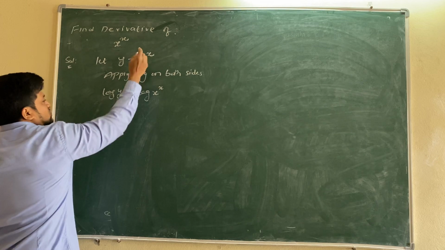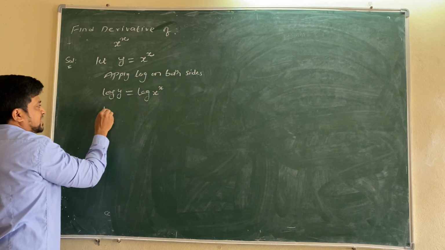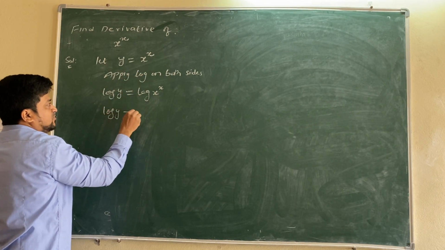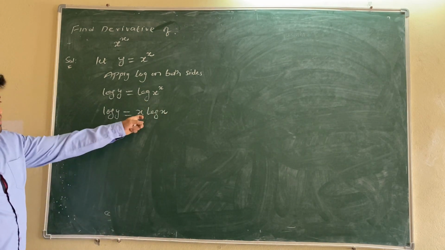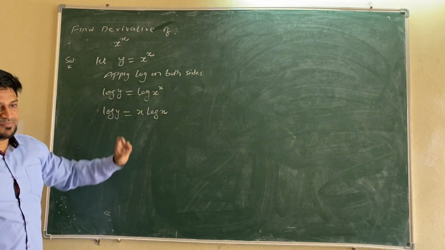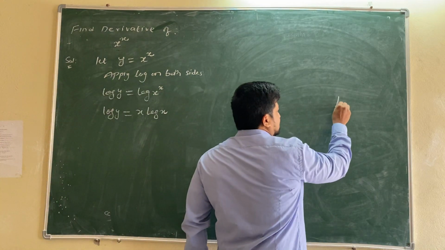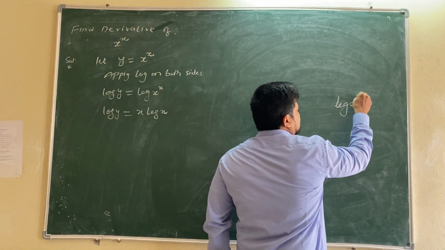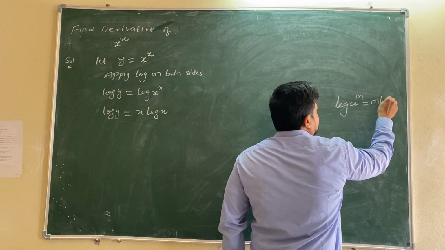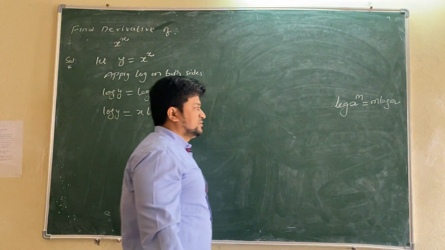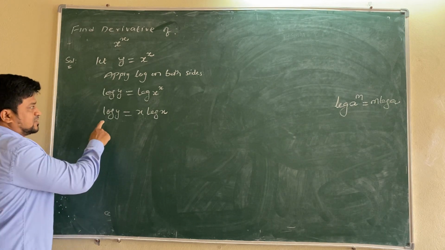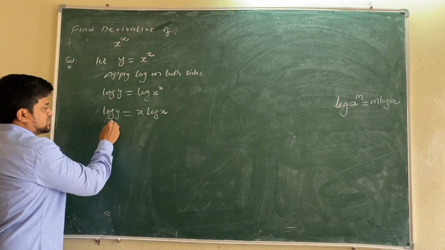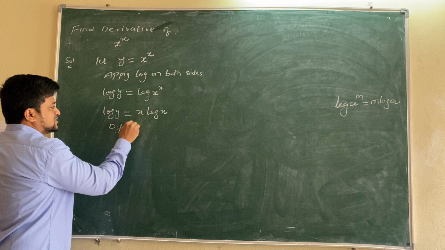For x by y, we'll do the same thing, because x and y both are considered variables in this one. We get x log x. How did we get x log x? Log a power m can be written as m log a. So the power comes in front. Once we get this, no power remains, and now we can differentiate both sides.